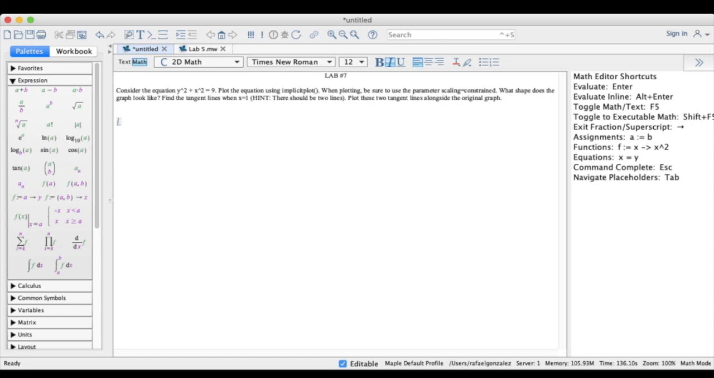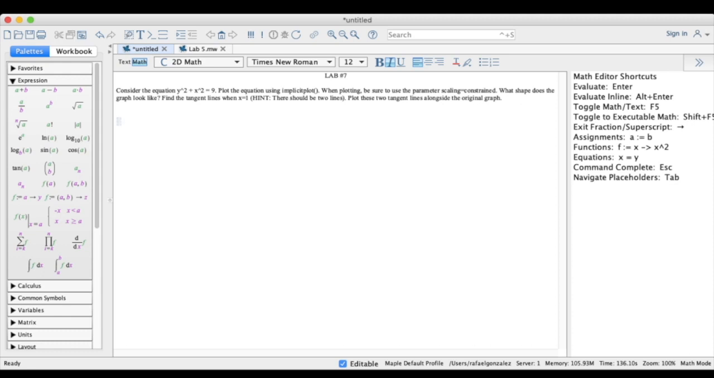Today I will do one example, and this particular example will help you solve all the questions in your lab. So without further ado, we're considering the following equation: y squared plus x squared equals 9. We know from college algebra, for any college algebra course, that this is simply the equation of a circle. I want to plot this equation using the new command that I will teach you today called implicit plot. And then when plotting, we will be using the parameter called scaling equal constraint.